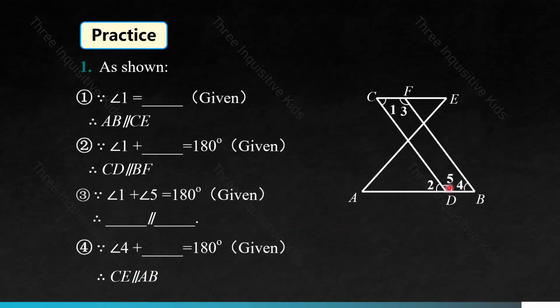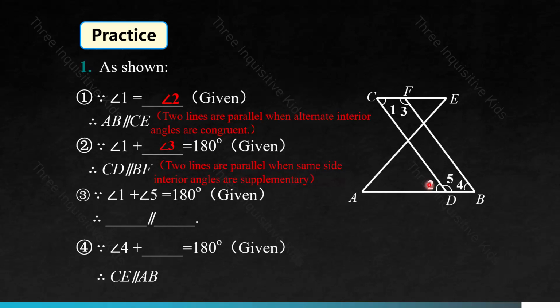Practice. As shown, there's 4 things that you want to fill out right here. If angle 1 is equal to blank, then AB is parallel to CE. And you are essentially filling out these blanks and writing down these if-then situations. So let's do it together. If angle 1 is equal to angle 2, then AB is parallel to CE. If angle 1 plus angle 3 is equal to 180 degrees, that's given, then CD is parallel to BF.